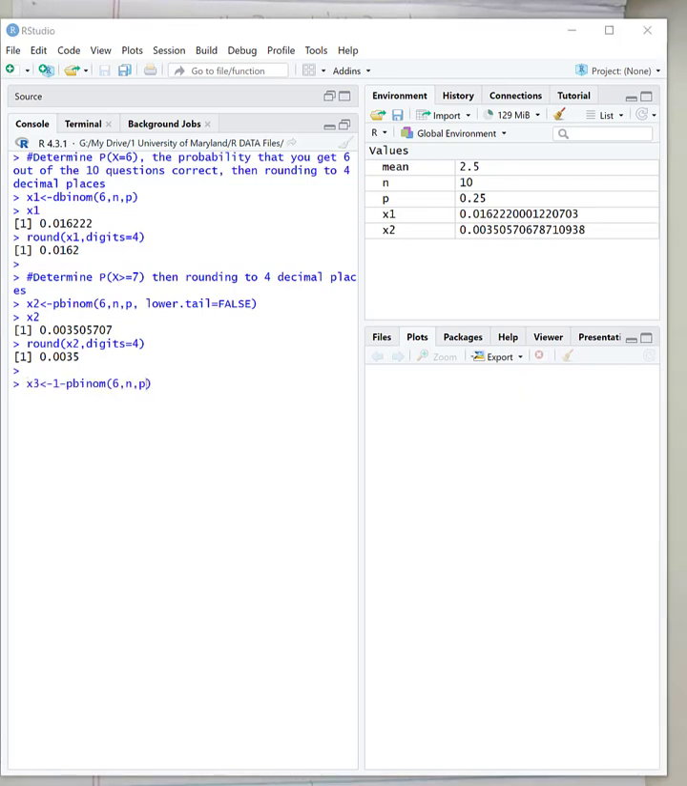Now there's another way that we could do this also. We could have just said 1 minus p binomial 6, n, p, and not worry about the lower tail being false in here, and get the same exact number that we got using the command that we did. It's just 2 different ways to get to the same answer.